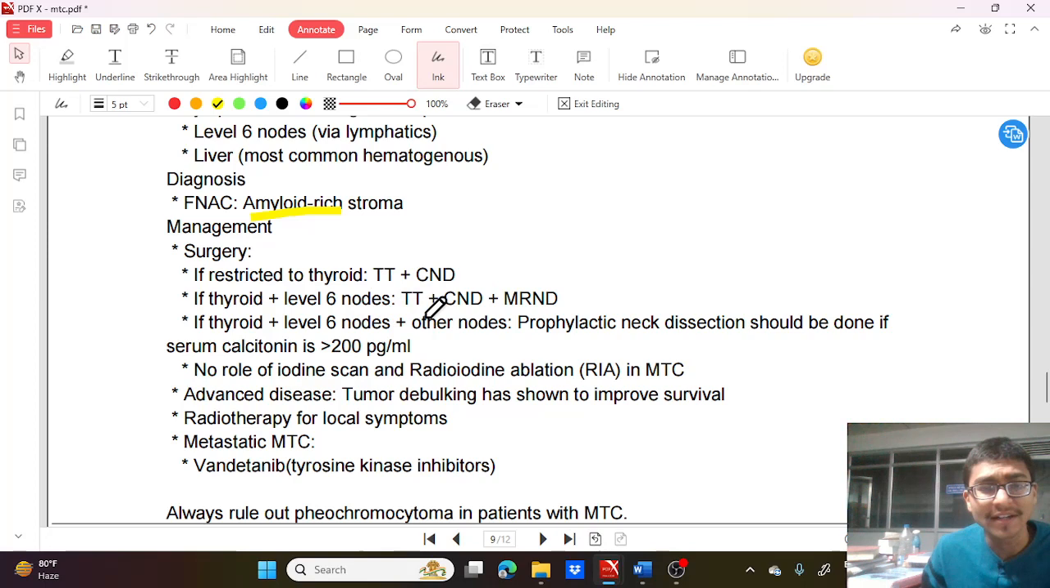And if there are other nodes along with level 6, then we'll go for a prophylactic neck dissection, especially if the serum calcitonin is more than 200. So we have to be careful. Depending on the level of lymph node, we go for surgery.